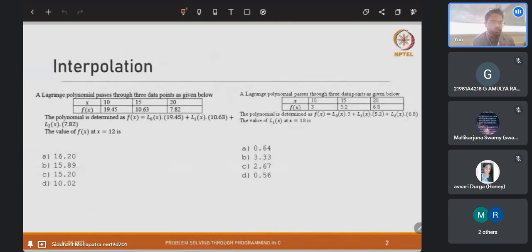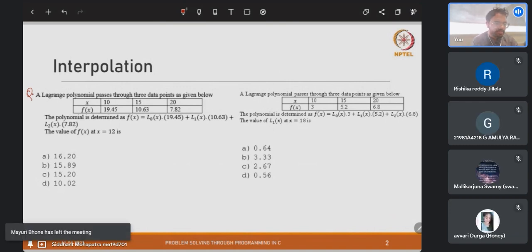So first I have a few questions on interpolation techniques, wherein we discuss especially the Lagrange interpolation technique. Now the question states that a Lagrange polynomial passes through these 3 data points as given to us, which is x and f(x), and the polynomial is determined by this equation, which is f(x) is equal to L0(x) into some value plus L1(x) into some value plus L2(x) into some value. So the question asks what is the value of f(x) at x equal to 12.